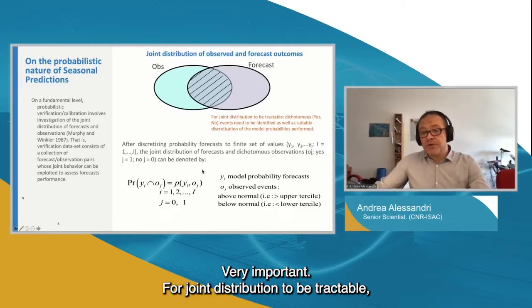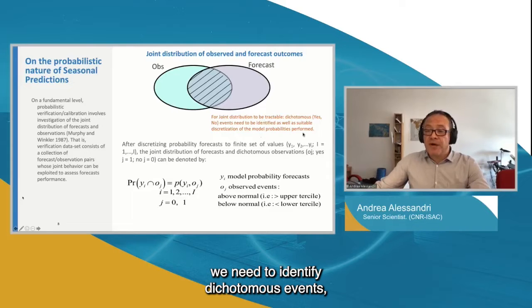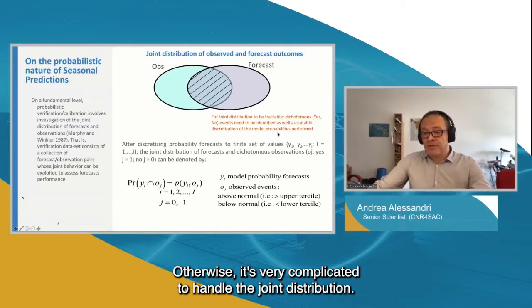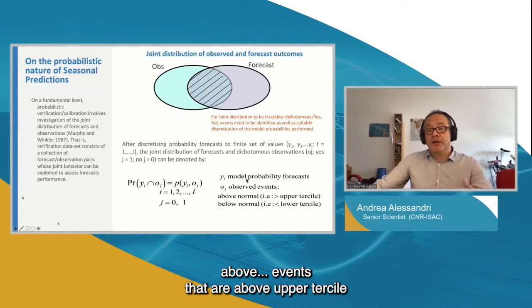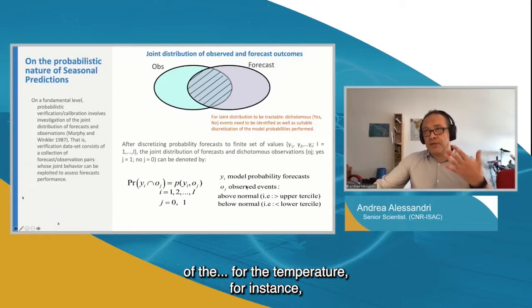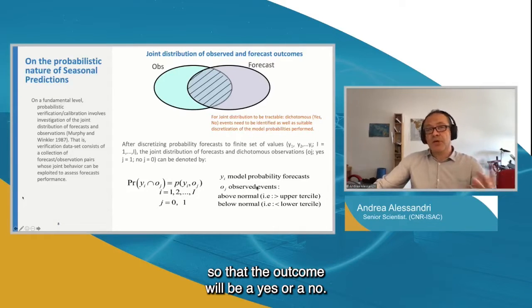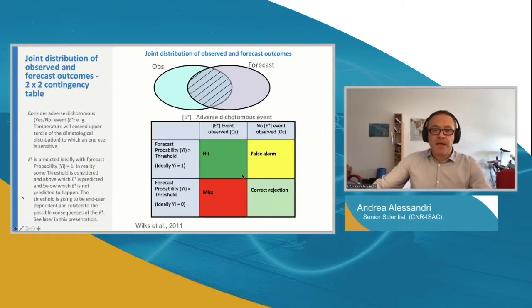Very important for the joint distribution to be tractable, we need to identify dichotomous events, yes or no events, in the observation. Otherwise, it's very complicated to handle the joint distribution. Yes or no events, you can imagine, for instance, events that are above the upper tercile for the temperature, so that the outcome will be a yes or a no.